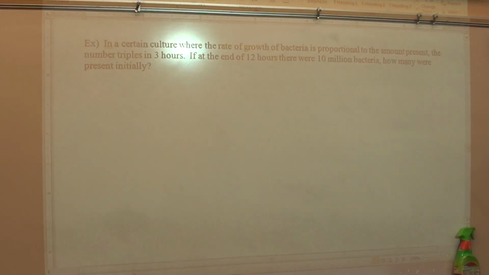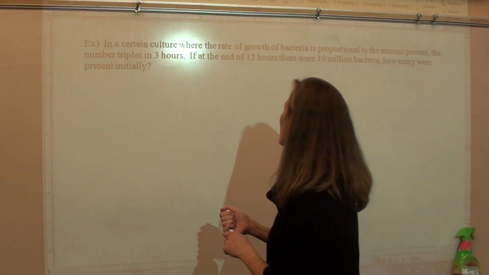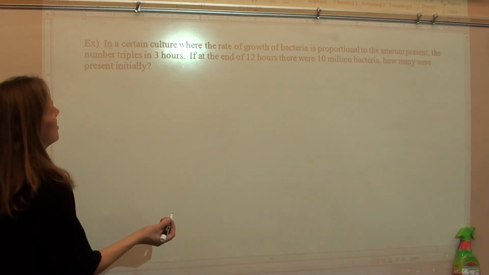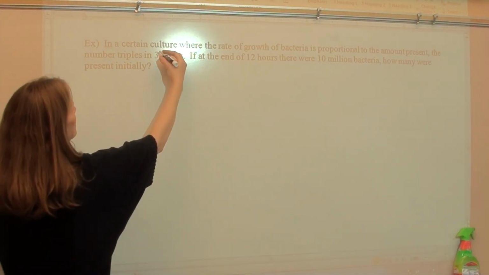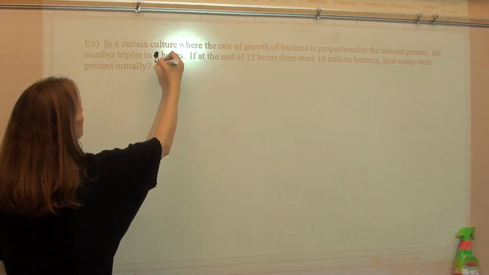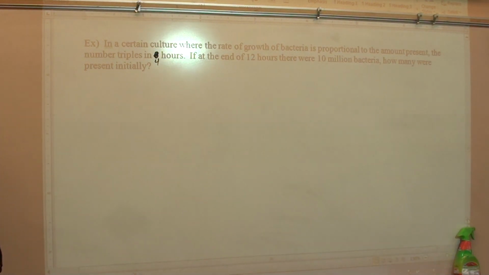Alright, we're gonna change this last example a tiny bit. This says, in a certain culture where the rate of growth of bacteria is proportional to the amount present, the number triples in 3 hours. We're gonna change this to say the number triples in 4 hours, just so that we don't have double threes and I want to make sure you're clear on which is what. Okay? So everyone please change it to say the number triples in 4 hours.